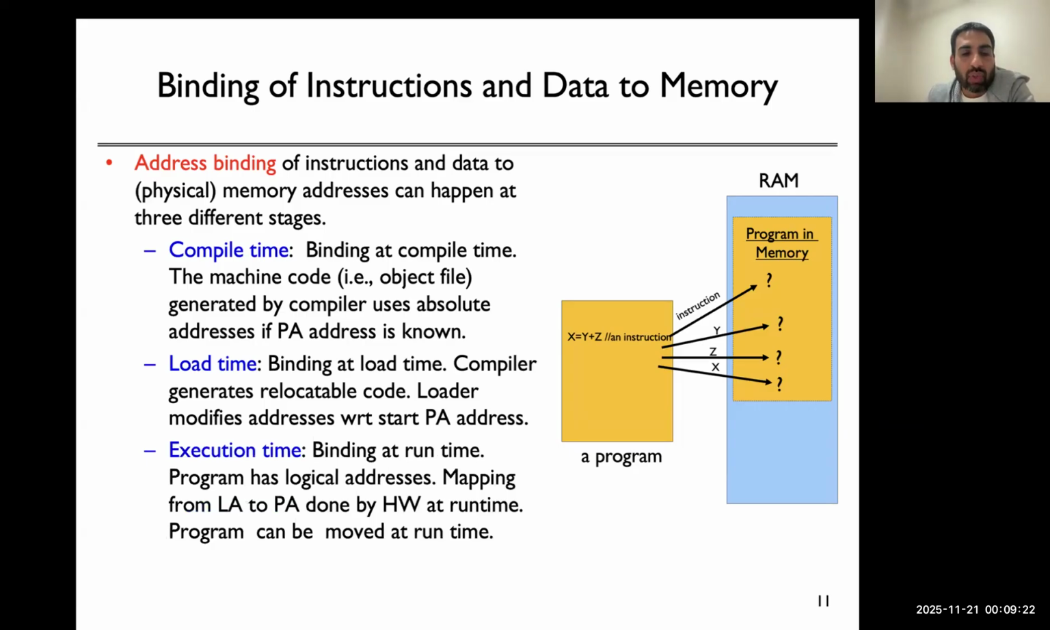The third option, the third way, is that the binding between the function names or variable names and their addresses is established at runtime. In this case the program uses logical addresses, and the mapping from logical address to physical address is done by hardware at runtime, and the program can be moved around at runtime.